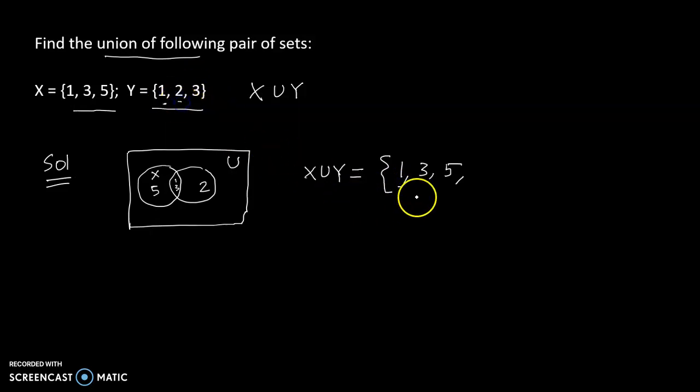Then I see 2. Is 2 available? No, it's not. So I write 2. And then I see 3. 3 is already there, covered. So there is no need to write it. So that's exactly X union Y.